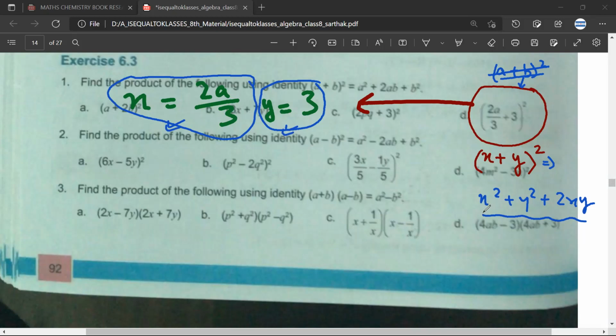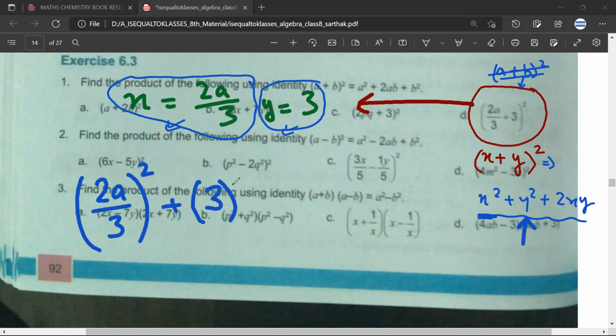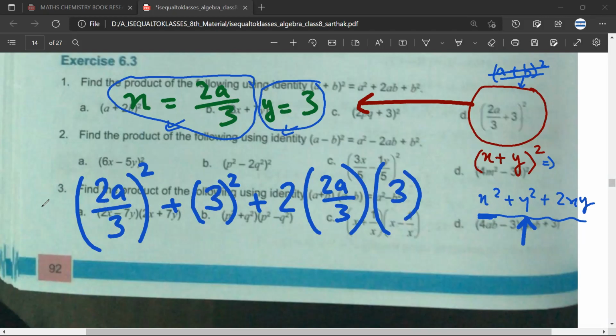So now I have identified that x square would be equal to (2a upon 3) whole square. My y square would be equal to 3 square plus twice of what is my x? My x is 2a upon 3. And what is my y? My y is 3. Sarthak, have you understood this step?